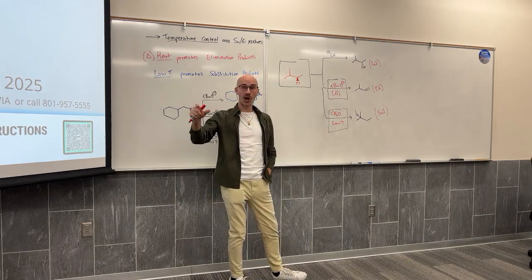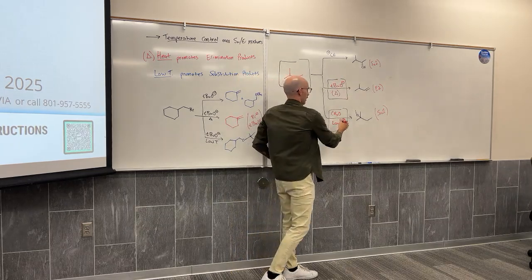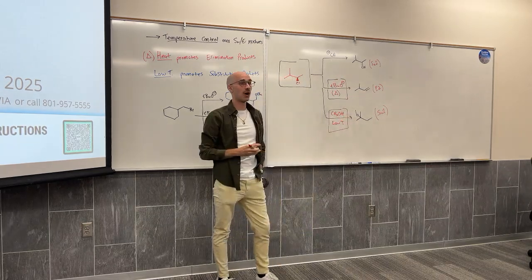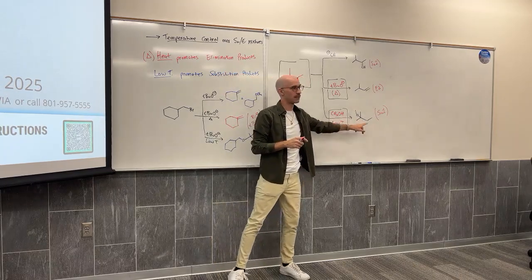CH3O minus is a strong nucleophile. That would give me something similar to SN2. I need CH3OH, which is a weak nucleophile. That will let me run my SN1.